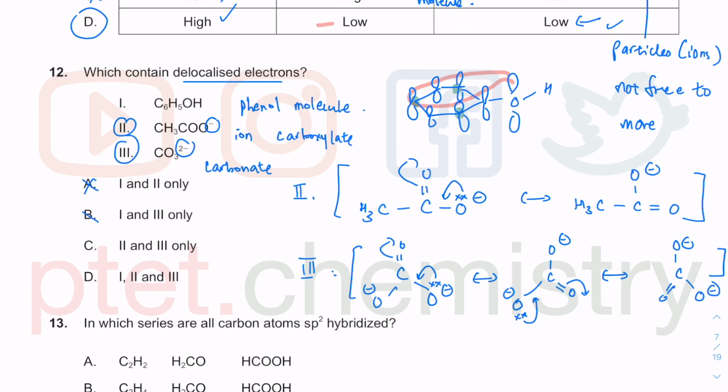So A and B is definitely wrong because they don't include 2 and 3, both of them. In terms of whether phenol have delocalized electrons or not, this electron does get delocalized into the ring. It pumps the electron into the ring and increases the electron density into the benzene ring. Okay, so we are looking at option 1, 2, and 3 there. There must be option D.